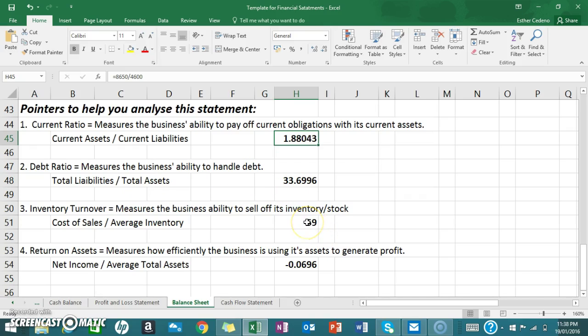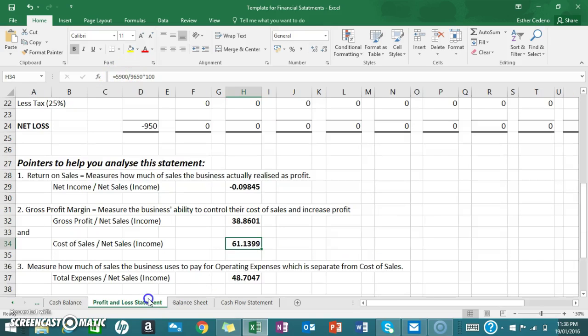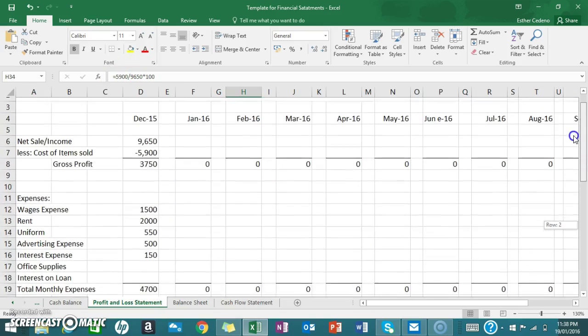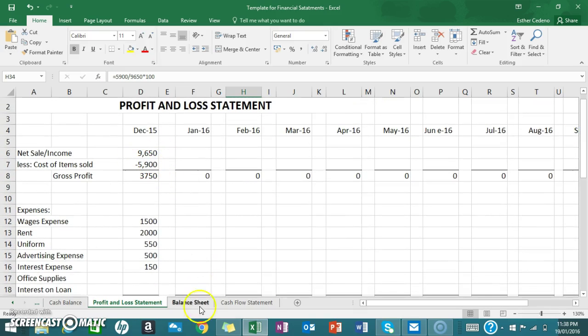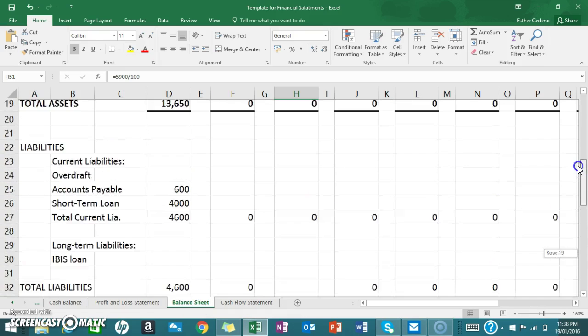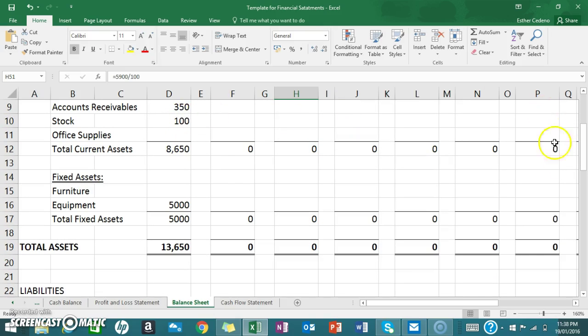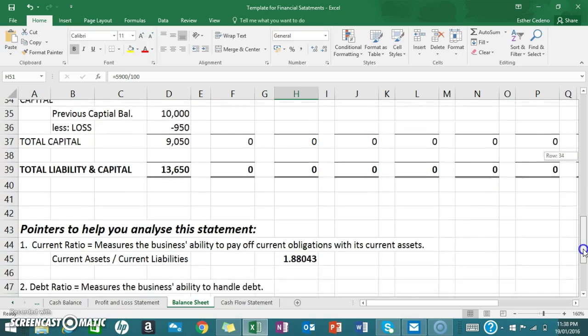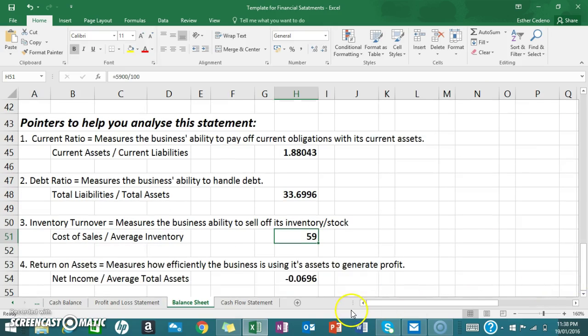And the amount of times they actually got inventory and sold it for that 1 month period was 59 times. 5,900 represents cost of goods sold, which we got from the profit and loss statement. Let me show you quickly. Right, so the cost of items sold, and we're dividing it by how much we have remaining on stock, which is the 100 here. All right, so that means every time they purchase stock, most of the times they sold it. However, because they made a loss, the assets weren't very efficient in bringing in profit. Okay, that's why there's a negative figure here.